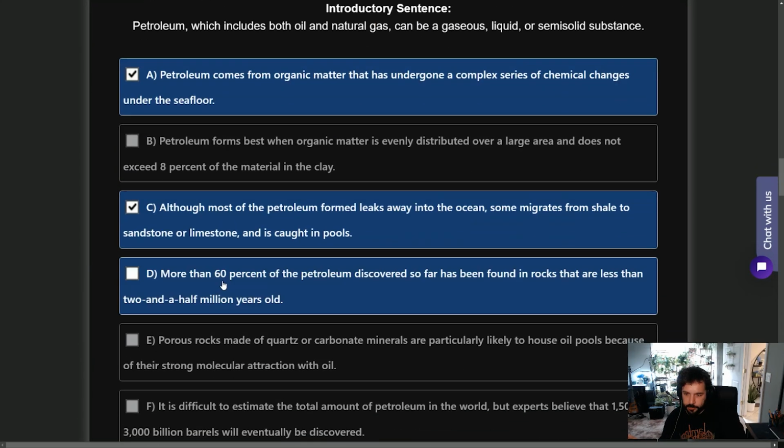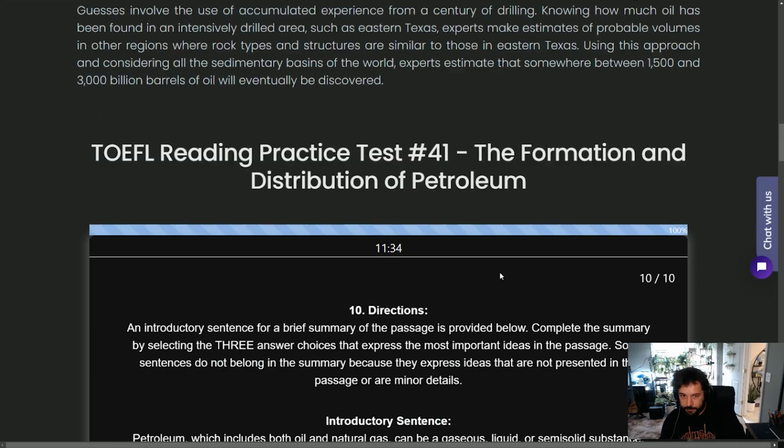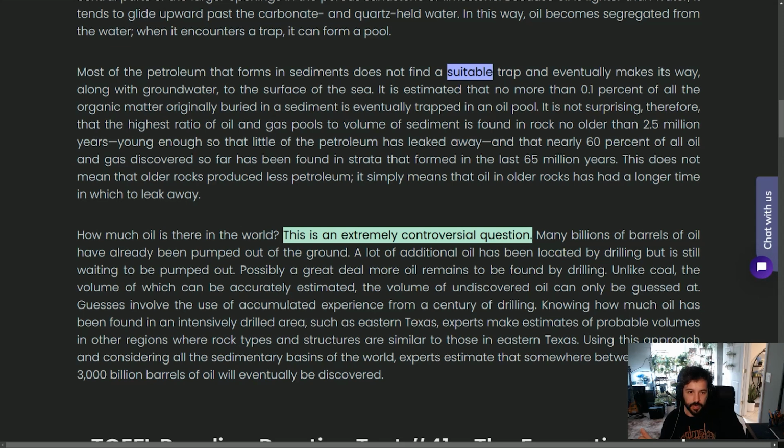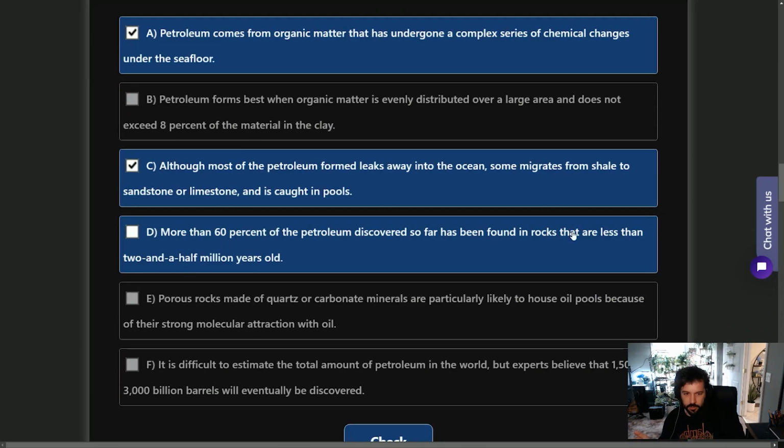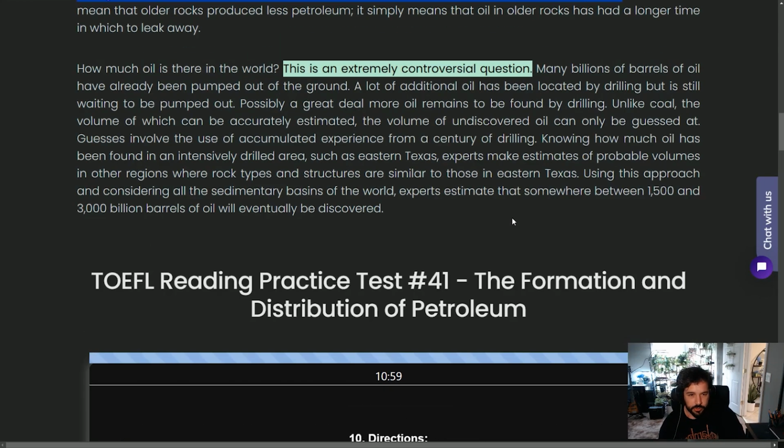Let's take a look at the option again. More than 60% of the petroleum has been found in rocks that are less than 2.5 million years old. So it is not surprising, therefore, that the highest ratio of oil and gas pools to volume of sediment is found in rocks no older than 2.5 million years. Young enough so that little of the petroleum has leaked away, and that nearly 60% of oil and gas discovered so far has been found in material that has formed in the last 65 million years. So this is false. It's not all found in rocks that are 2.5 million years old. The rocks are actually 65 million years old, if I remember correctly.